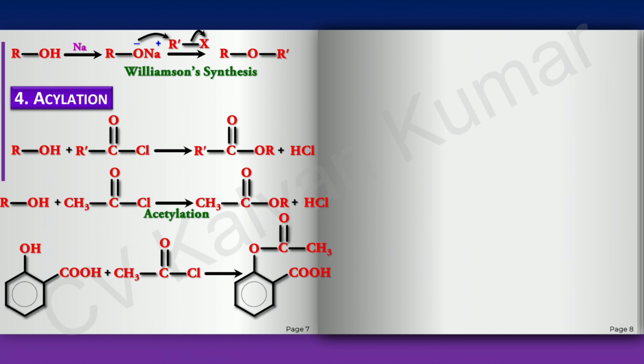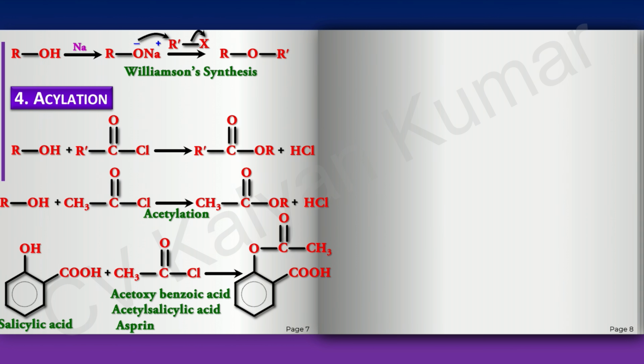Now, this particular compound is called salicylic acid. Whereas the product is a very important product. It has several names. We can call it acetoxybenzoic acid. We can call it acetyl salicylic acid, or commonly it's called aspirin. And this is the same chemical compound that is found in aspirin tablets meant for headaches.